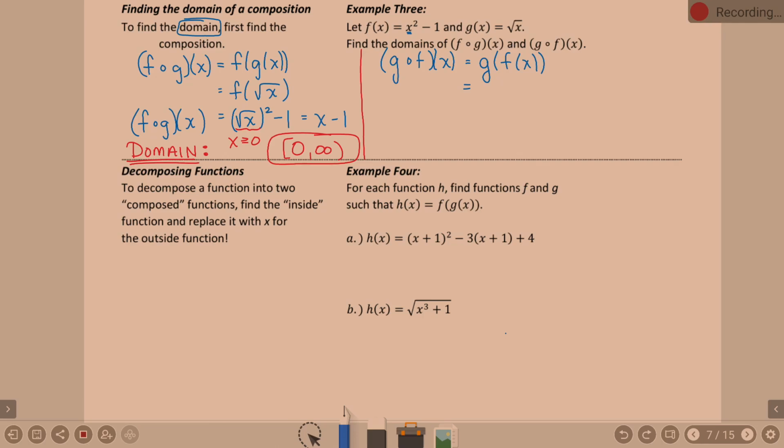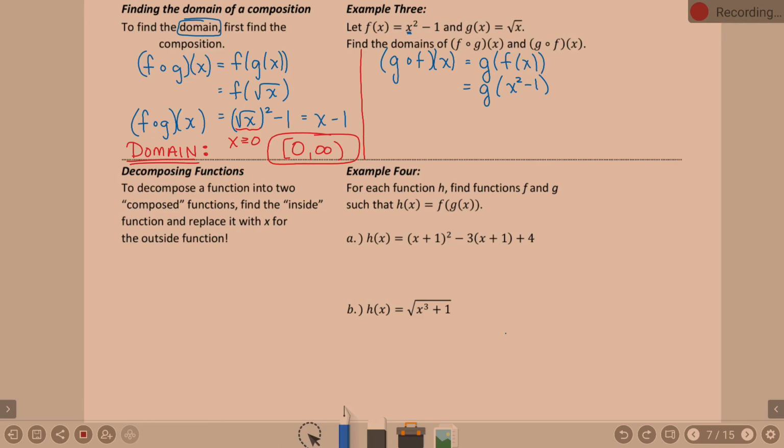Are we starting to catch on to how we do this? I should say catch on because we did this in Algebra 2. Are we starting to remember how we do it? So g of f of x. f is going into g. What is f? x squared minus 1. So in place of f, I put x squared minus 1.